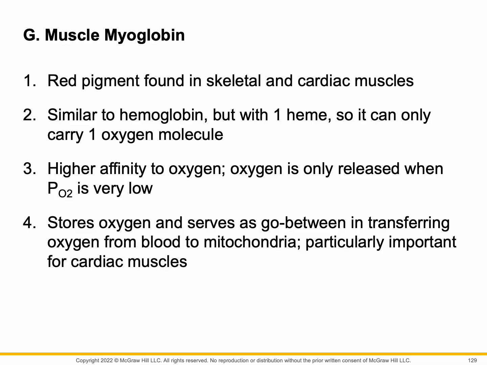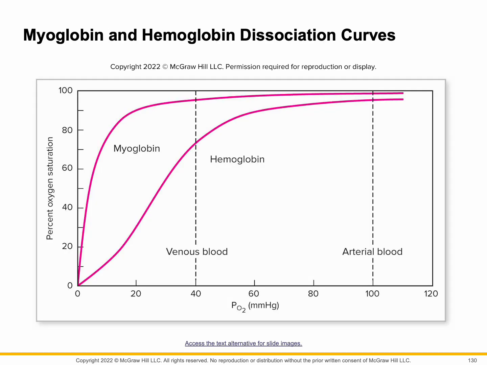Myoglobin is composed of 154 amino acids. Now, muscle myoglobin has a higher affinity to oxygen. Oxygen is only released when the partial pressure of oxygen is very, very low. It stores oxygen and serves as a go-between in transferring oxygen from the blood to the mitochondria, and it's particularly important for cardiac muscles. So here we can compare myoglobin versus hemoglobin dissociation curves.